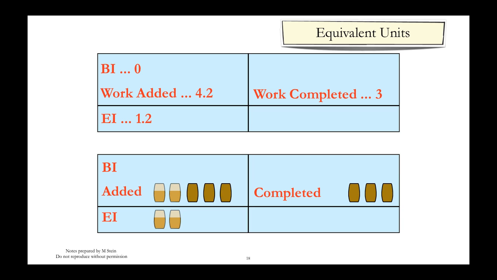Equivalent units are a method that allows us to account for both completed and partially completed barrels. So the equivalent unit calculation is 3 plus 2 times 60%, or 4.2 equivalent units, where in this case an equivalent unit refers to a completed barrel.